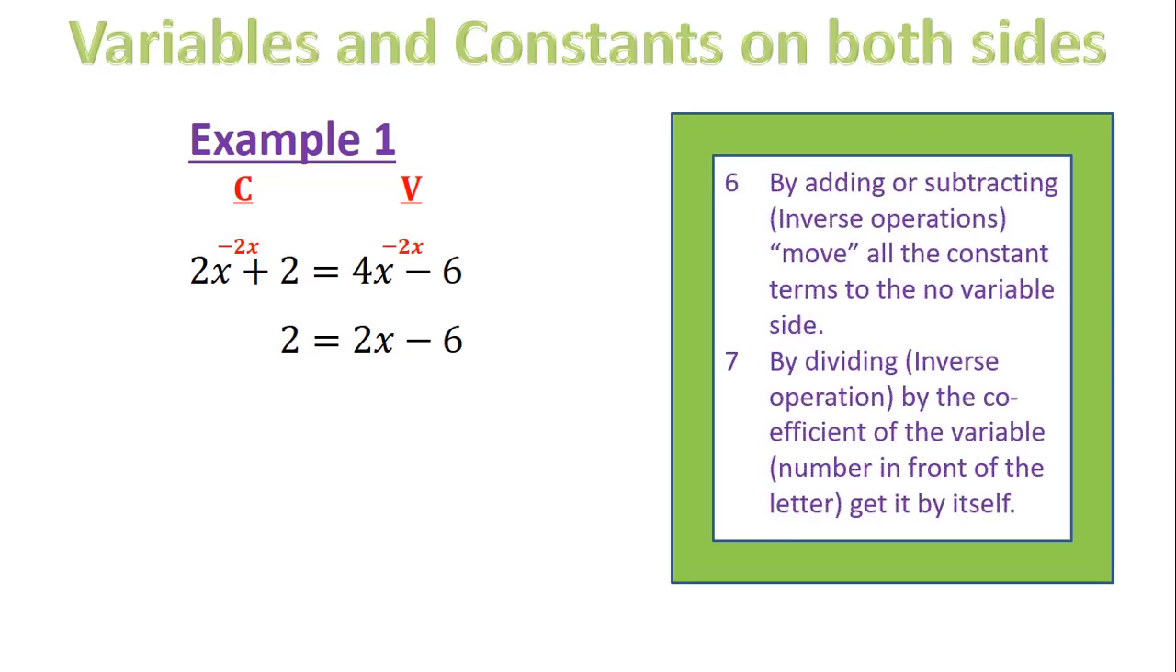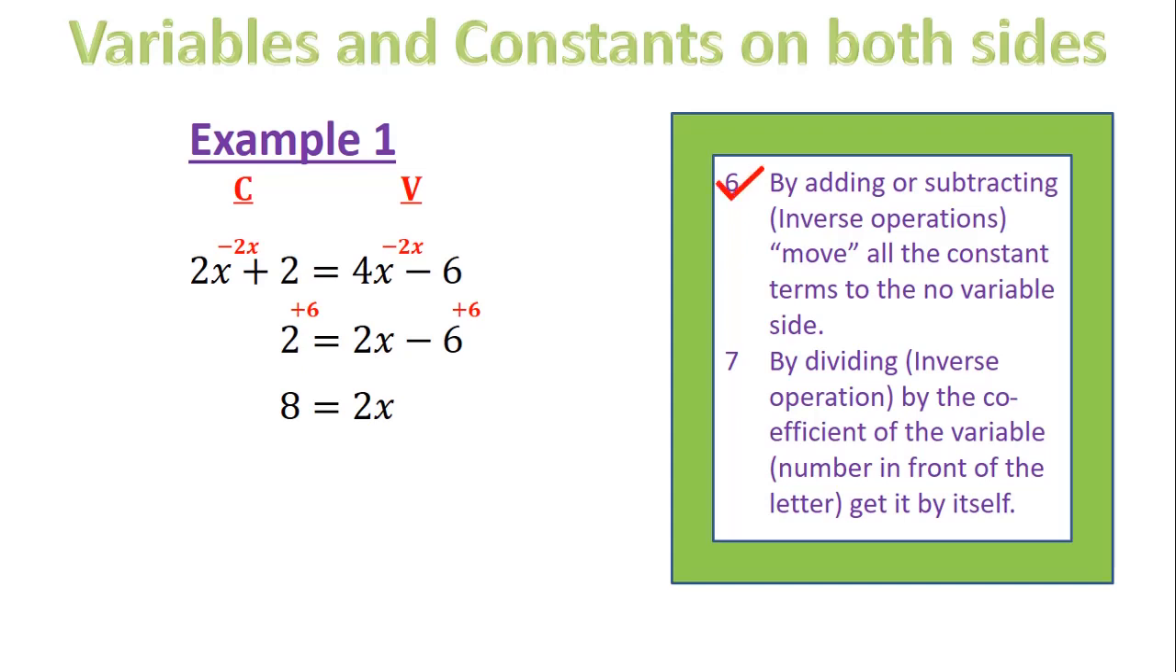So moving on. Step 6. By adding or subtracting, move all the constant terms to the no variable side. In our example, our constants need to be on the left-hand side, and so we need to get the negative 6 on the right-hand side to the left-hand side. Remember, we're doing inverse operations, and so the opposite of negative 6 is positive 6, and so I add 6 to both my sides to get rid of it. 2 plus 6 gives me 8 equals 2x, and then minus 6 plus 6 just disappears.